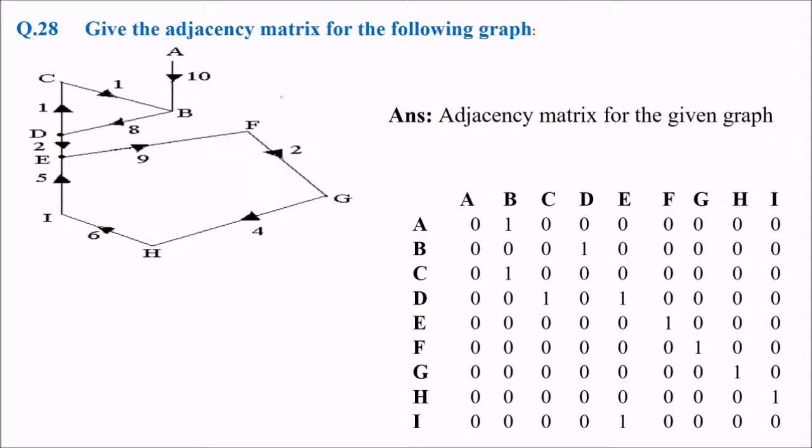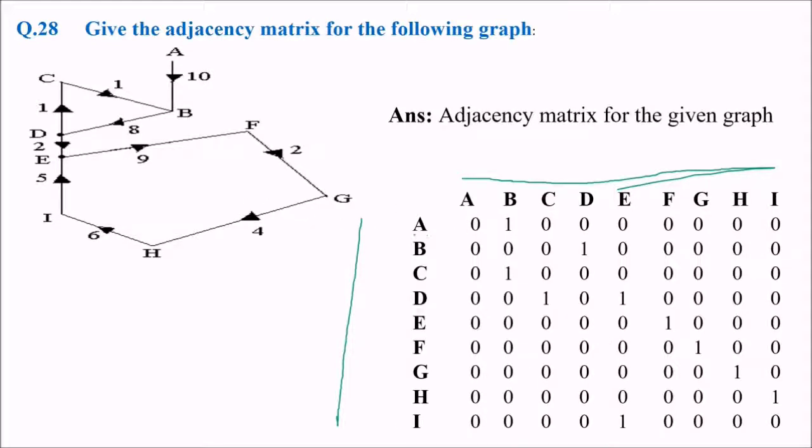How many nodes are there first of all? A, B, C, D, E, F, G, H, I. So in all, there are 9 nodes. 1, 2, 3, 4, 5, 6, 7, 8, 9. So a 9 by 9 matrix we have to make. So it will be 81 entries. And the entries will be like this.